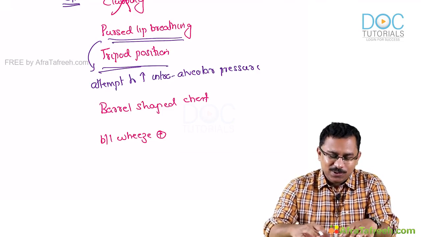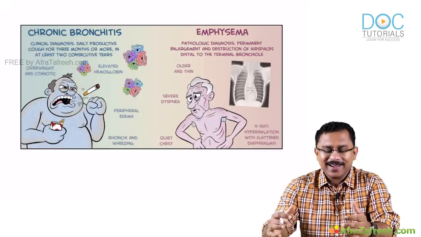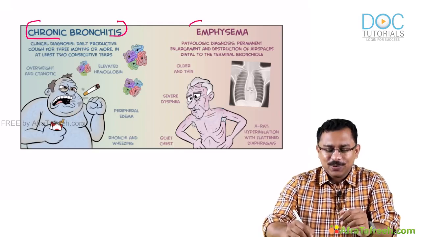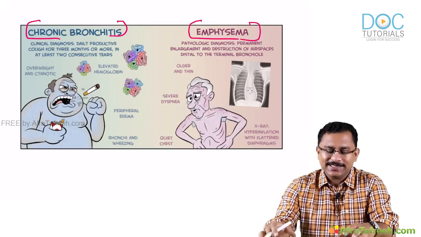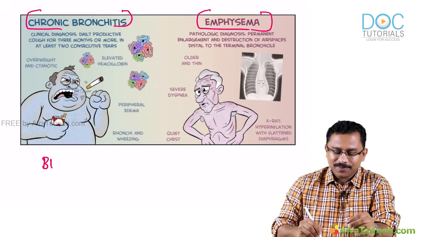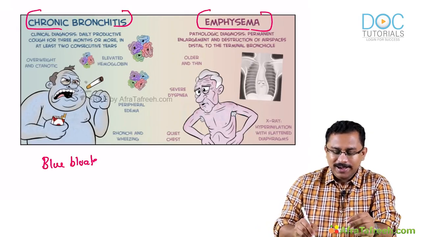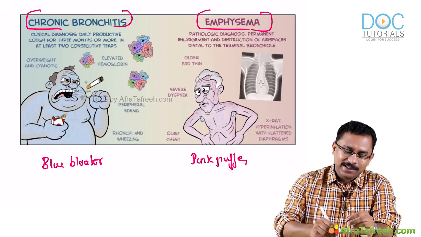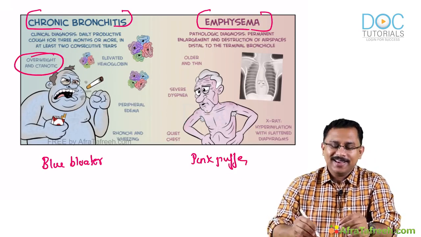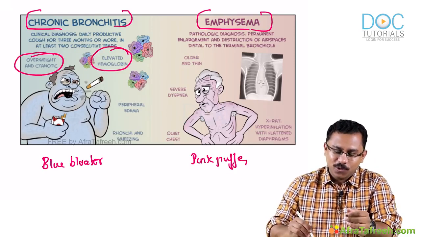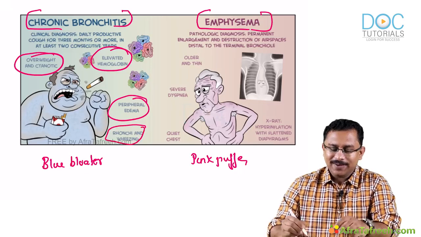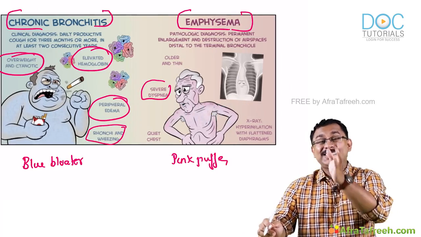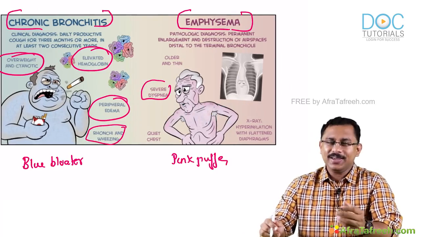And just another cartoon which I have seen from somewhere, on chronic bronchitis, is just for your ease. I have not made this. So, chronic bronchitis and emphysema. You see, this is the blue bloater, and this is the pink puffer. Here the person is overweight and cyanotic, and because of the cyanosis there is elevated hemoglobin, there is peripheral edema, you can have rhonchi and wheezing. But here, he will be severely dyspneic, because the dyspnea component is more with emphysema.